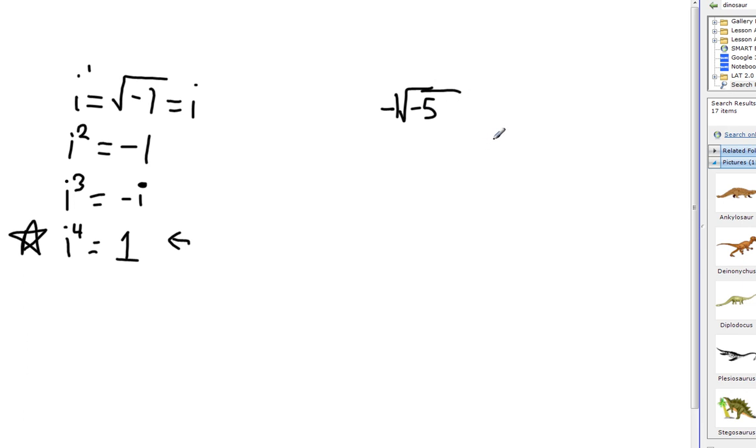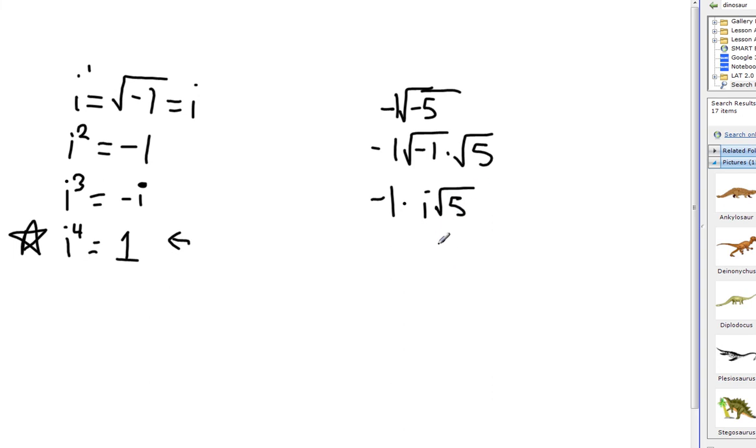Alright, same idea. So what do we want to do? We want to separate the negative. Okay. So it's the negative 1 times the square root of negative 1 times the square root of 5. Good. What can we take the square root of here? It's going to be i. It's going to be negative 1 times i times the square root of 5. Okay.